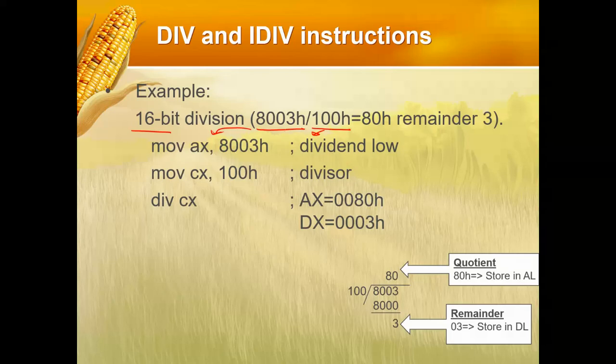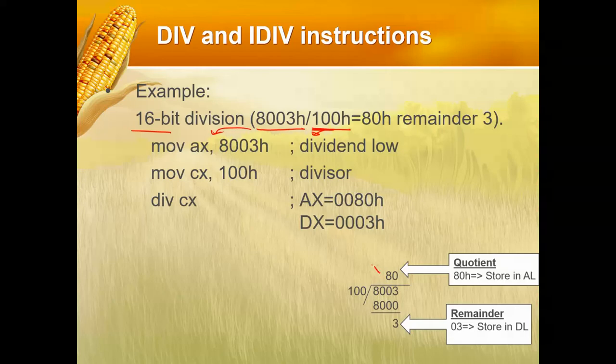Okay, so this A003H will be assigned to the AX, we move into AX, and the CX will be stored as a divisor, and you DIV CX. Okay, because we use CX as the divisor, it is in the CX, so we DIV CX.